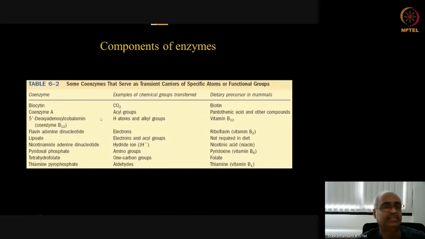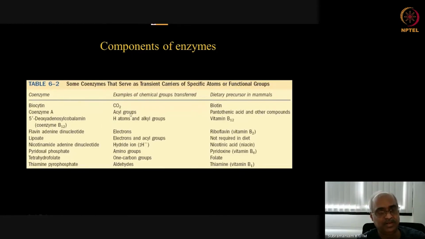Here is a list of coenzymes. This will become a lot clearer when we actually consider the individual reactions, but this table gives you a list. So biocytin, carbon dioxide transfer; biotin is the vitamin that functions as the coenzyme here. Pantothenic acid, another B complex vitamin, is present as coenzyme A. Pantothenic acid is part of coenzyme A, and that is involved in acyl group transfers.